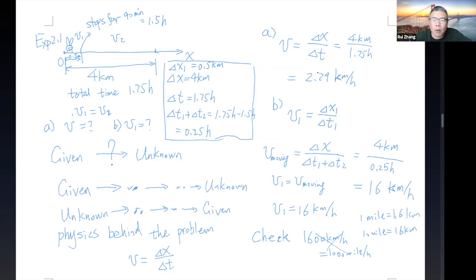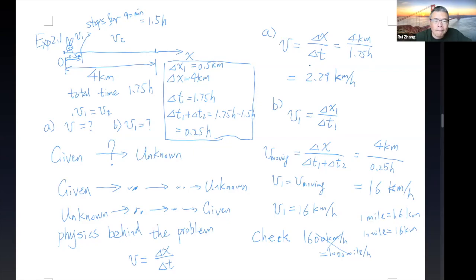Another point I want to make here is, again, whenever you try to calculate something like average velocity, you always use this equation, v equals delta x over delta t. Just take the total displacement and divide by the total time. That's how you calculate the average velocity.